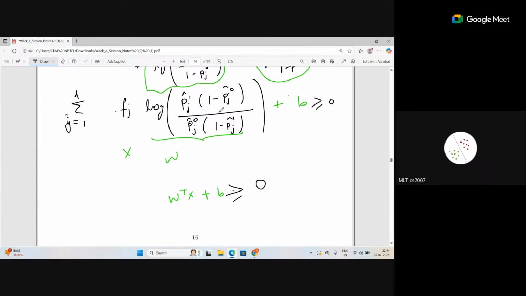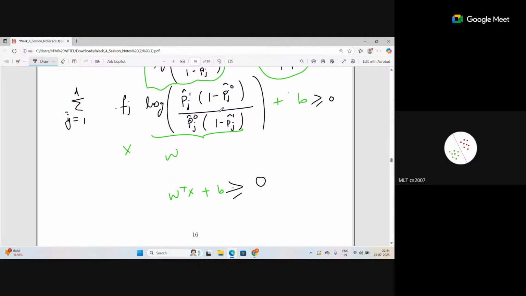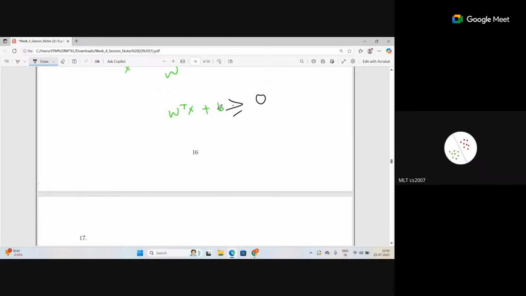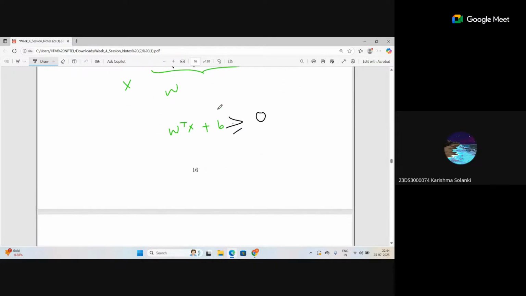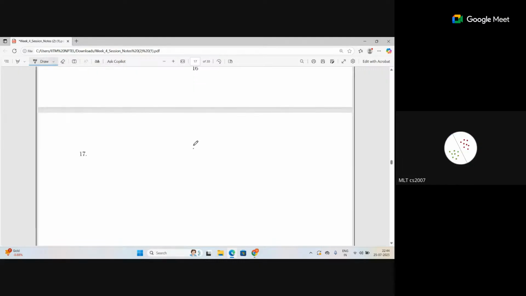If you think about this matrix, the summation of xi into wi is equal to w transpose x, if you remember from vectors. Okay, so now how will it look? That is the question. So will this be a line then?